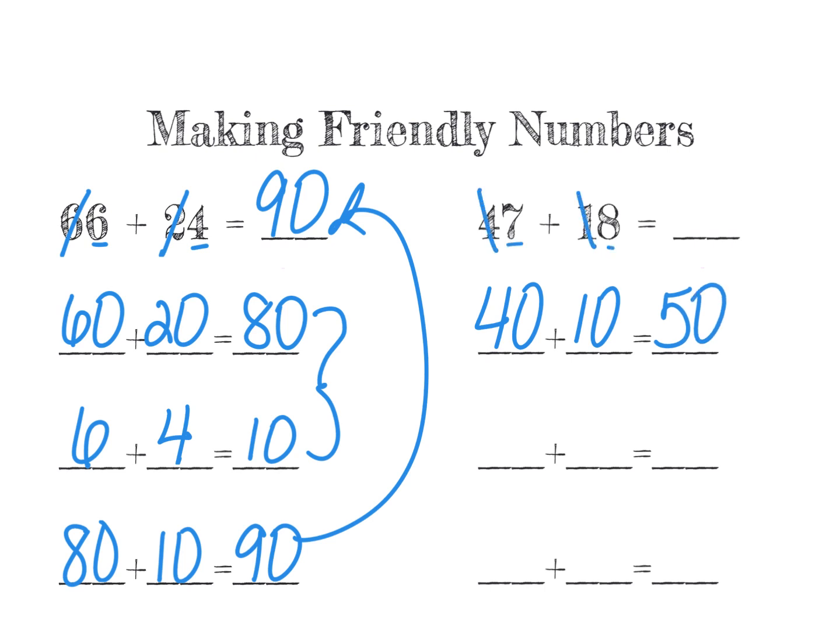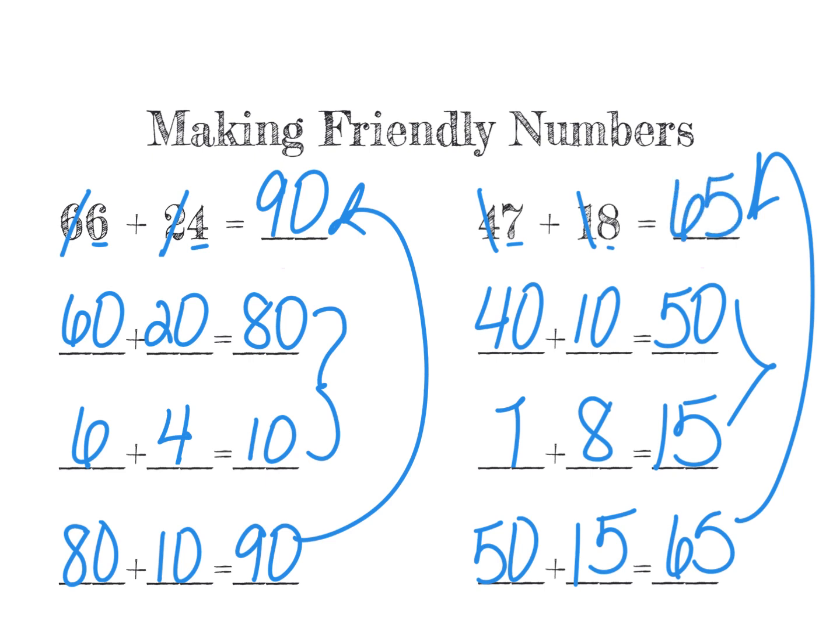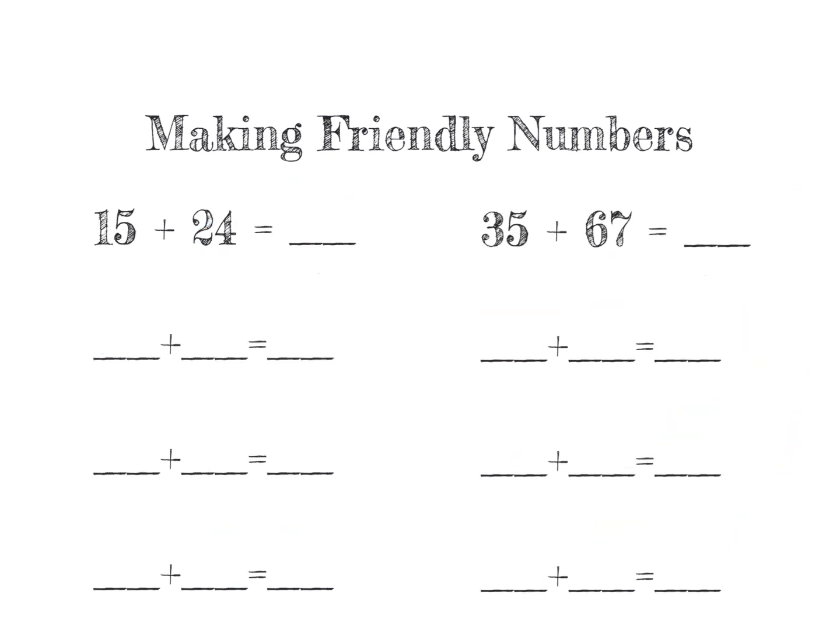Now we have our ones place. 7 plus 8 equals 15. Now we need to add our friends here. 50 plus 15 equals 65. That number will come up here. Our answer is 65. Here are 2 more examples of making friendly numbers.